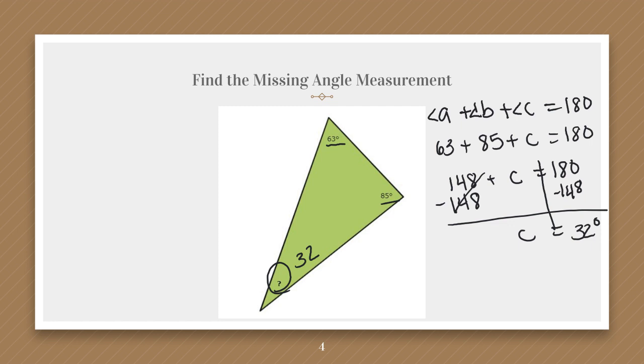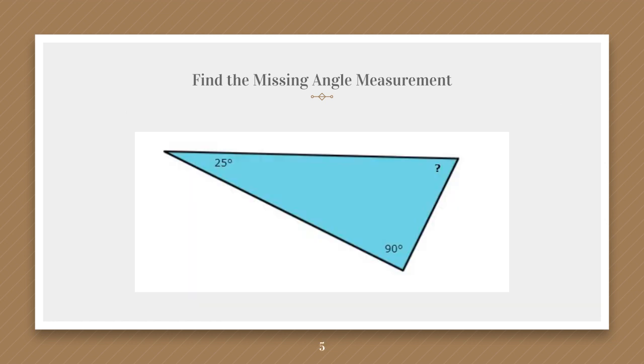If you don't necessarily know how to do the equation aspect, you can do 180 degrees minus 63 degrees minus 85 degrees, and that will still equal 32, which is our missing angle measurement. So you can do it either way. You can start with the 180 degrees and then subtract the angles that you know and find it, or you can solve the equation like I showed. Either method will get you to the correct answer.